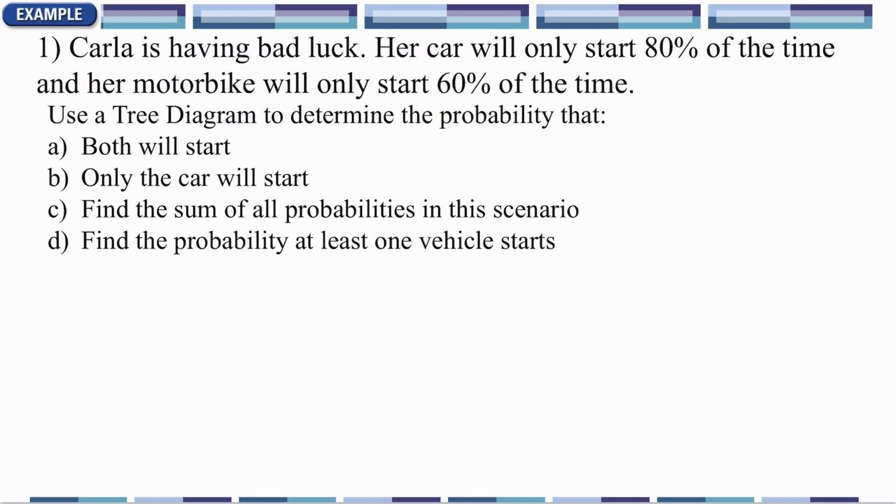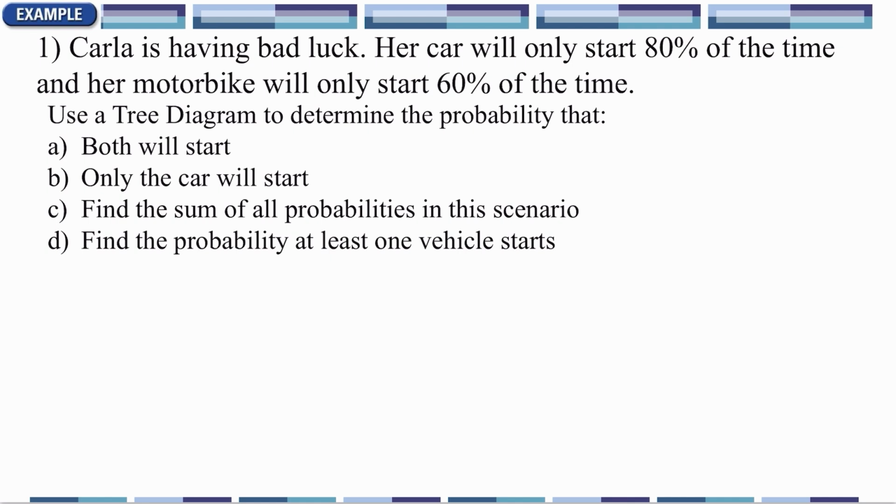Carla is having bad luck. Her car will only start 80% of the time, and her motorbike will only start 60% of the time. We're going to use a tree diagram to determine the probability that both will start, only the car will start. We're going to find the sum of the probabilities and the probability of at least one vehicle starts.